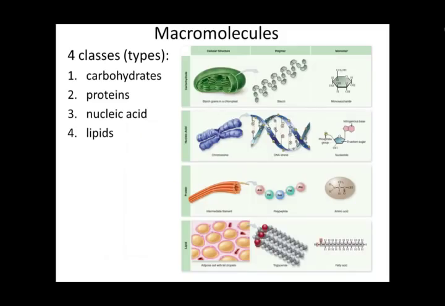Okay. So there are four classes or types of macromolecules, and we're going to talk about all of these. There's carbohydrates, proteins, nucleic acids, and lipids. In this lecture today, we're going to talk about carbohydrates and proteins, and then I'm going to make a second lecture about nucleic acids and lipids. Okay, but today first we'll start off by talking about just some general things about many of the macromolecules.